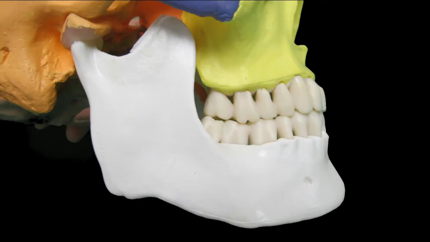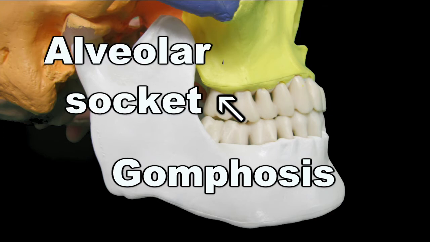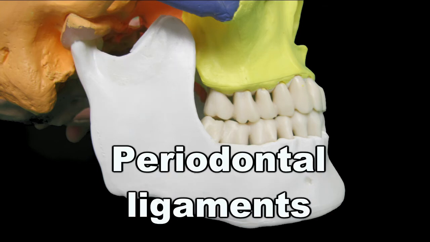The last type of fibrous joint is the gomphosis. This is the term describing the joint that connects teeth to the alveolar socket. This connection is facilitated by small connective fibers called periodontal ligaments.